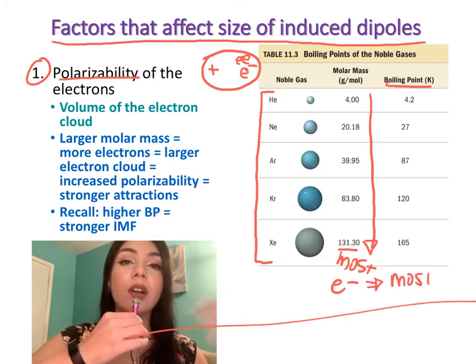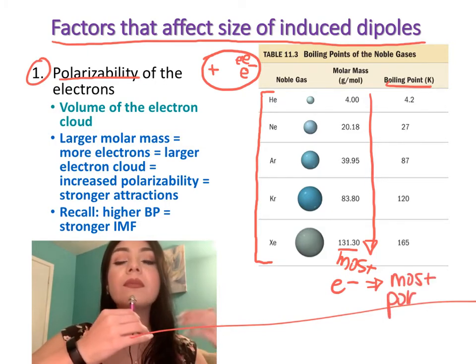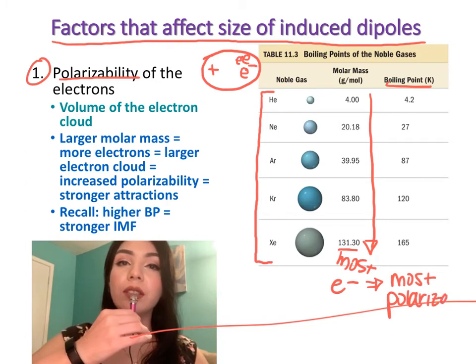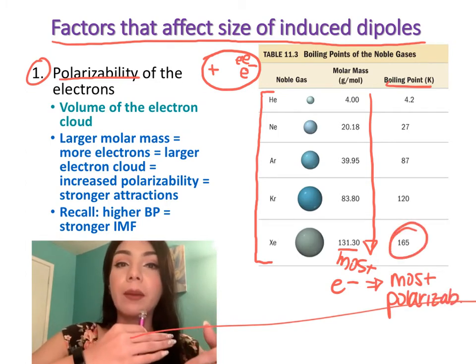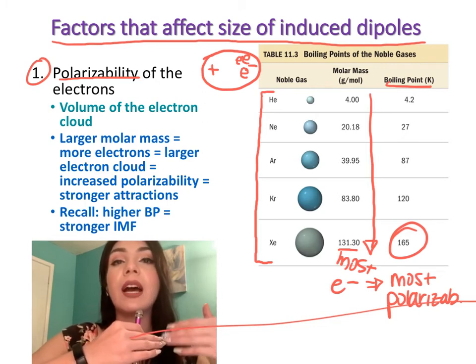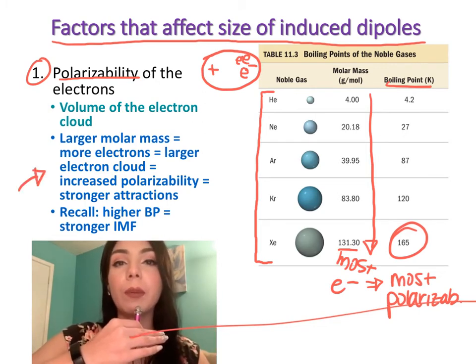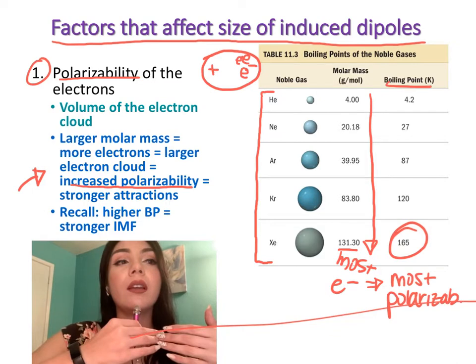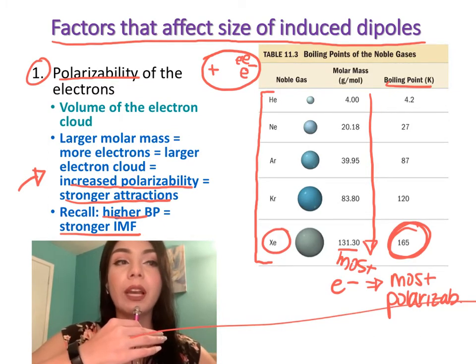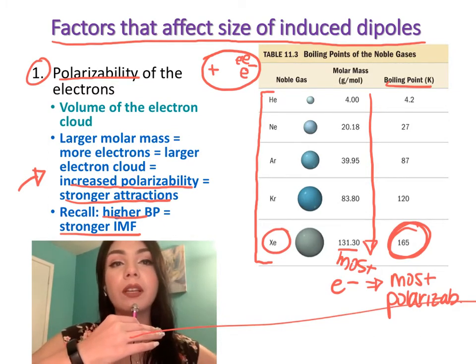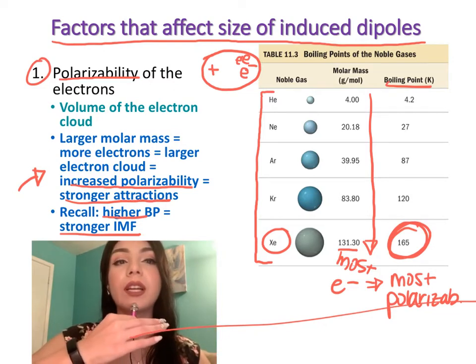So you can have a larger partial charge on it. This is going to cause stronger attractions. And again, stronger attractions means stronger IMF. So you will have a higher boiling point because of that. And again, look at this table. You have the highest boiling point being xenon. So it makes sense that the biggest noble gas has the highest boiling point because it has the highest polarizability of it.